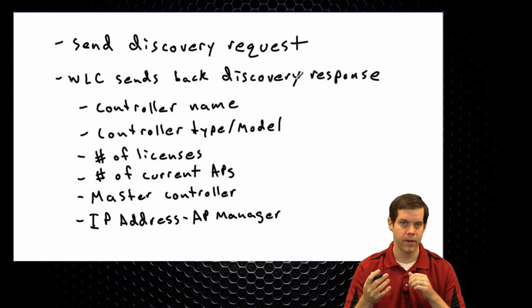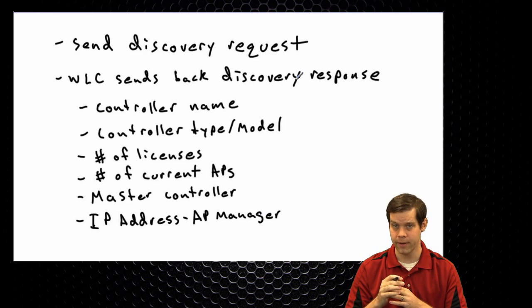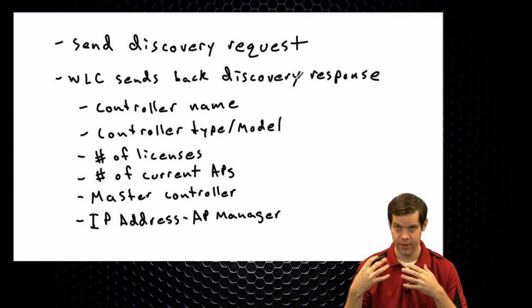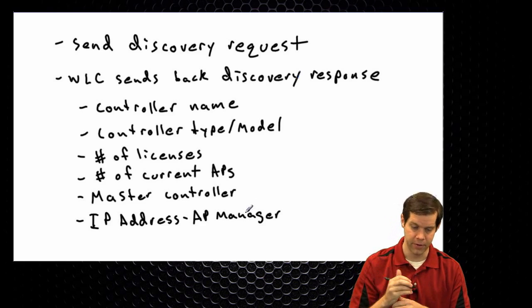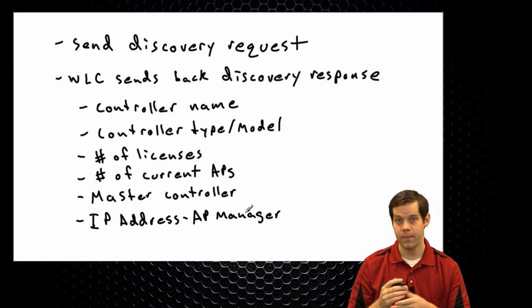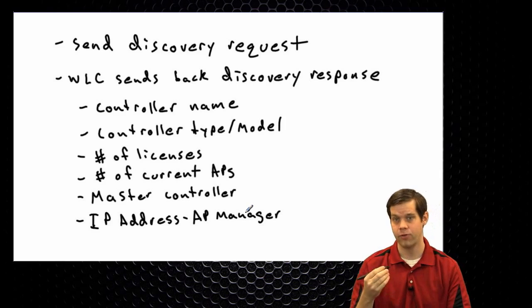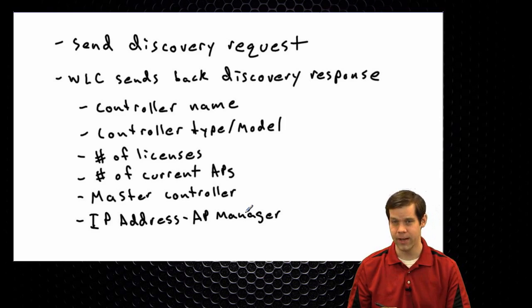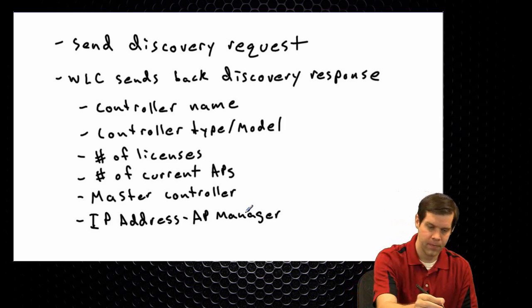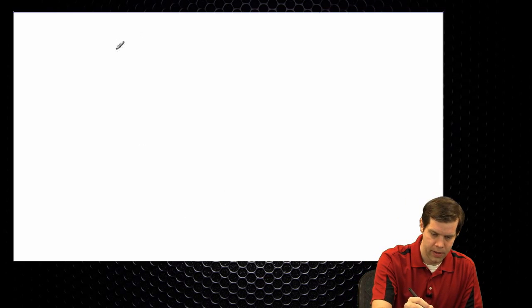So at this point, the AP has sent out this discovery request to every controller that it discovered. All the controllers that receive these should respond back with a discovery response, including all this information here. Once the AP has received all these replies back, now it needs to actually try to join up to a wireless LAN controller. So how does it figure out which wireless LAN controller it should try to join first? Well, there's a priority to everything that happens here.